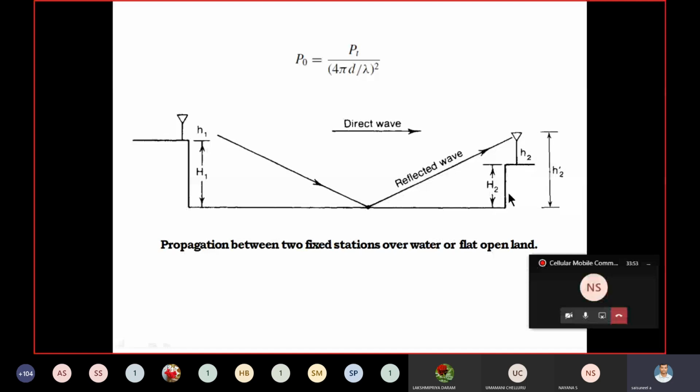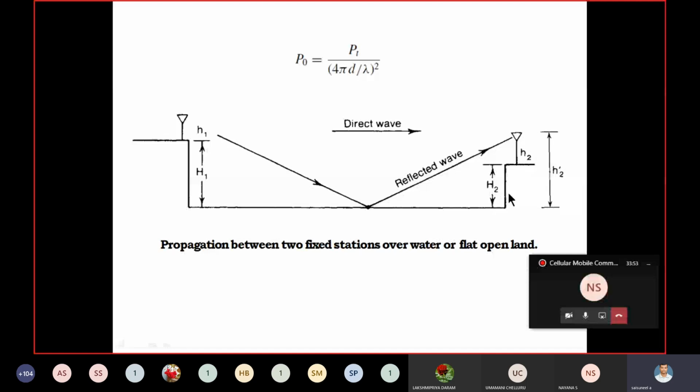The point-to-point transmission between fixed stations over water or flat open land can be estimated as follows. Whatever it may be, either water or land propagation, we have to consider the general equation. What is the general equation? Yesterday we were calculating that. The same equation we are using now.